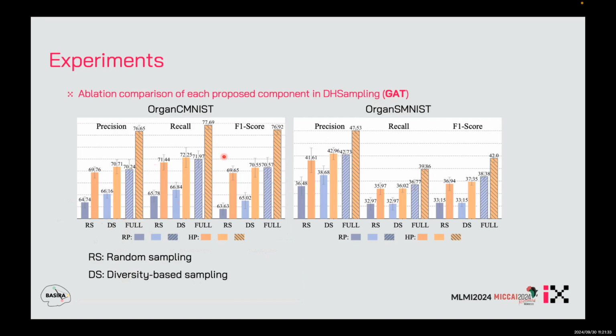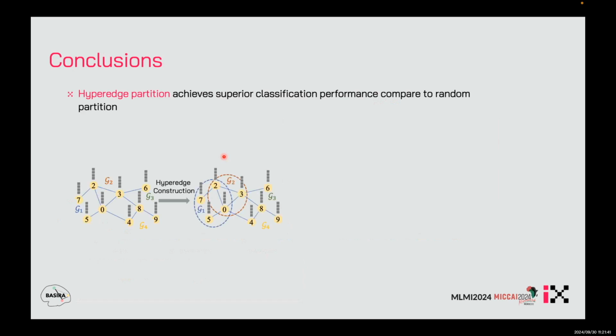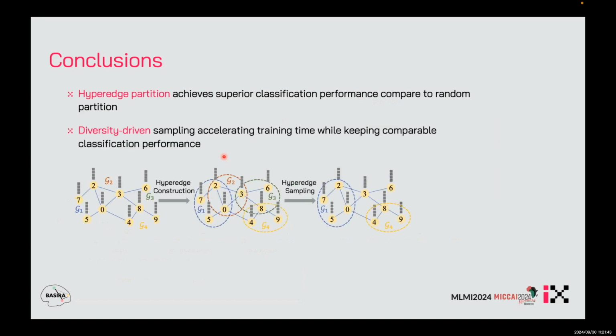In conclusion, our Hyperedge partitions achieve superior classification performance compared to random partitions, and the diversity-based sampling strategy can accelerate the training time while keeping comparable classification performance.